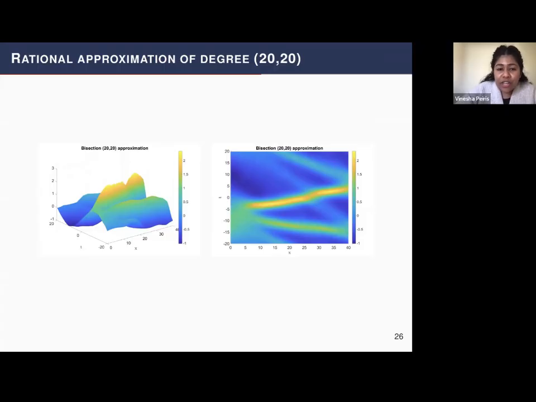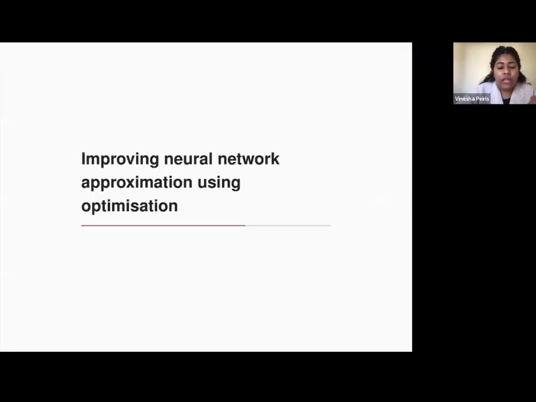So again, going back to the very first code that I quoted, even with a small number of parameters and a small data set, you can use direct rational approximation, an alternative technique, to get the same or better approximation results. Okay, now how can we actually improve neural network approximations?